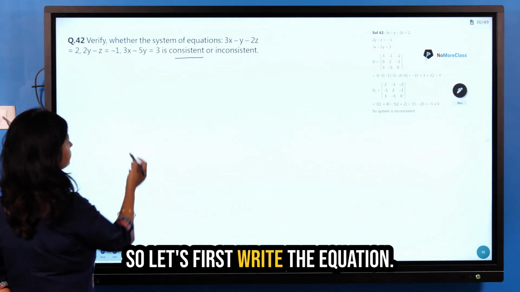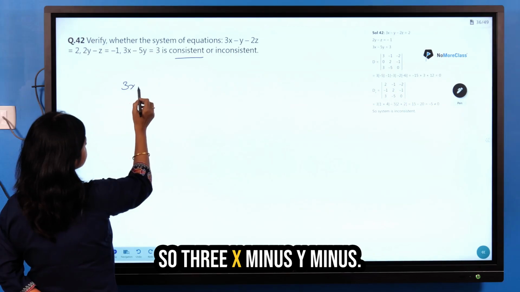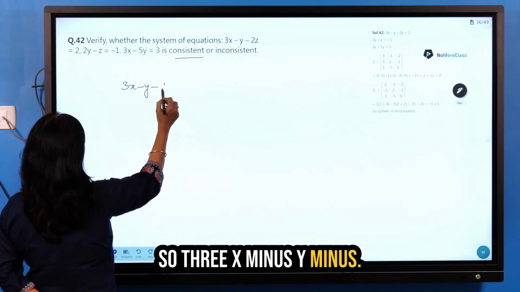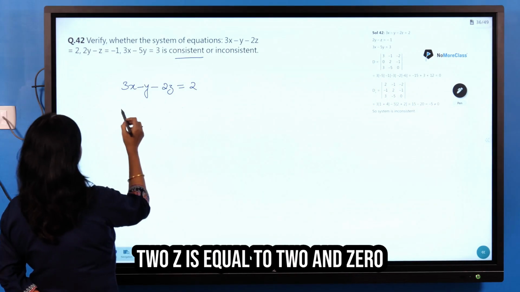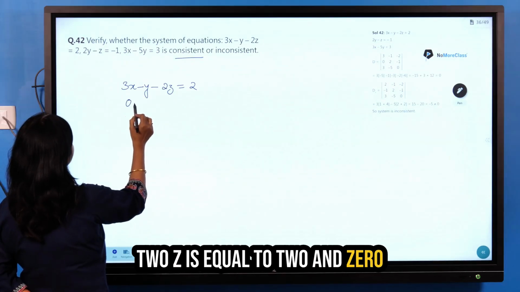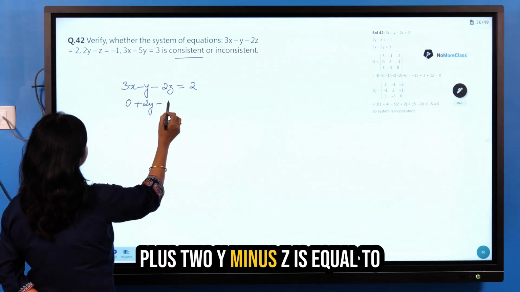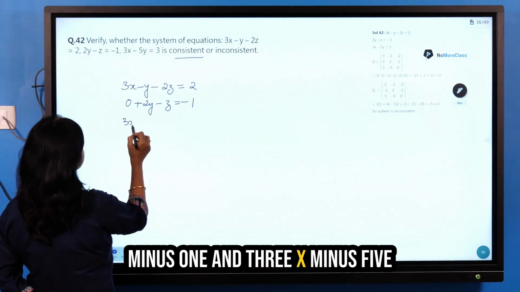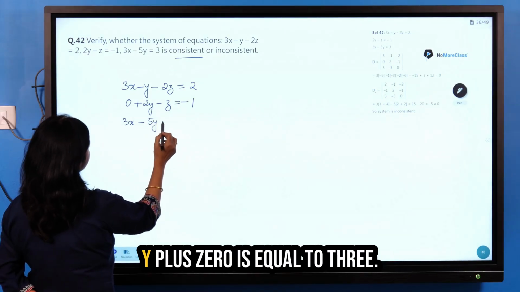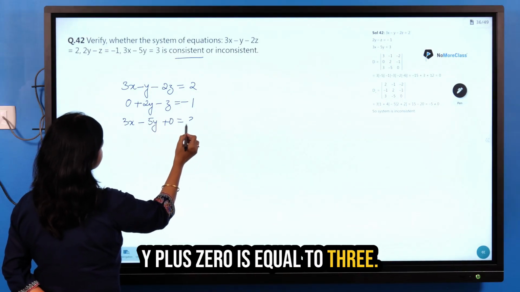So let's first write the equation. 3x minus y minus 2z is equal to 2, and 0 plus 2y minus z is equal to minus 1, and 3x minus 5y plus 0 is equal to 3.